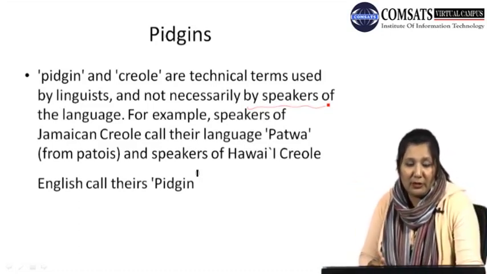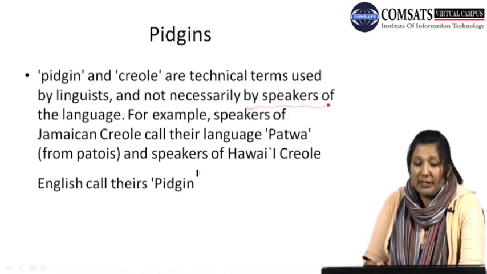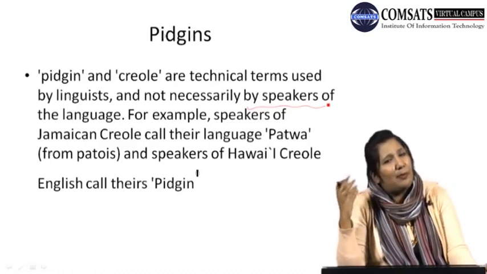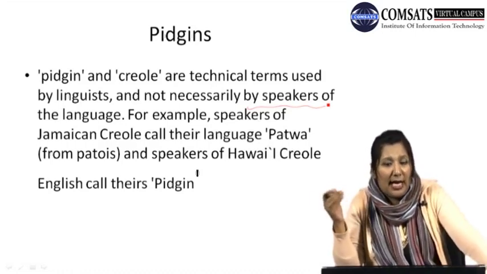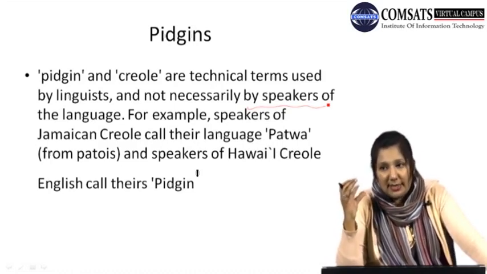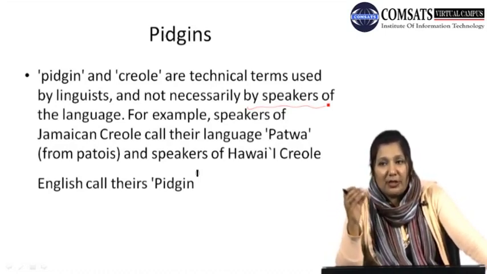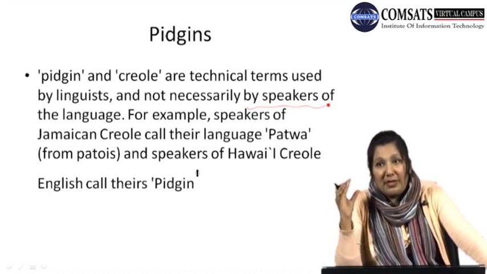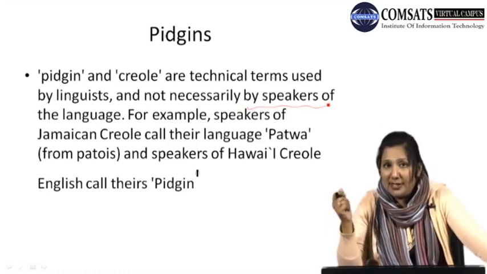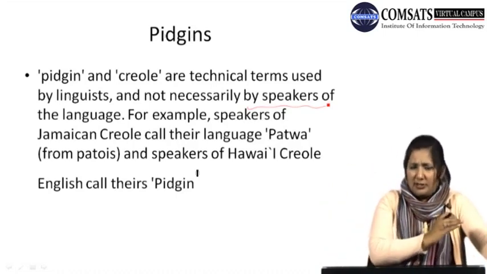For example, speakers of Jamaican Creole call their language Patwa, and speakers of Hawaii Creole English call theirs Pidgin. Perhaps they are not aware of what is happening to their language, what language they are using, or whether it is a pidgin or a Creole. These are created terminologies, defined conventions and rules by linguists to identify that this is a language, this is a dialect, this is a pidgin, and this is a Creole.